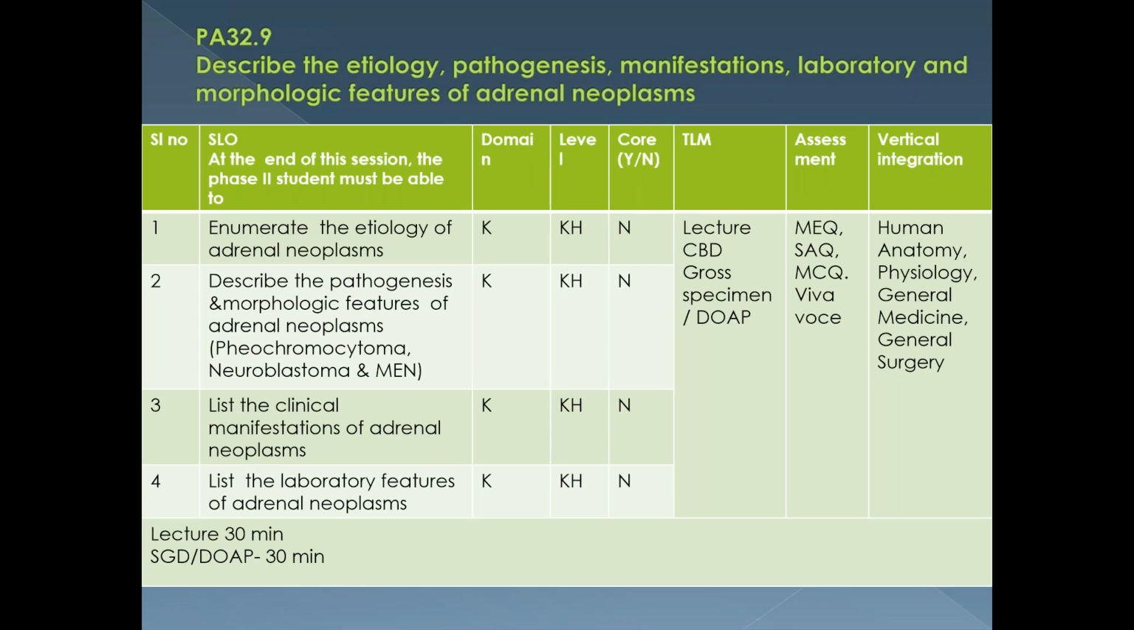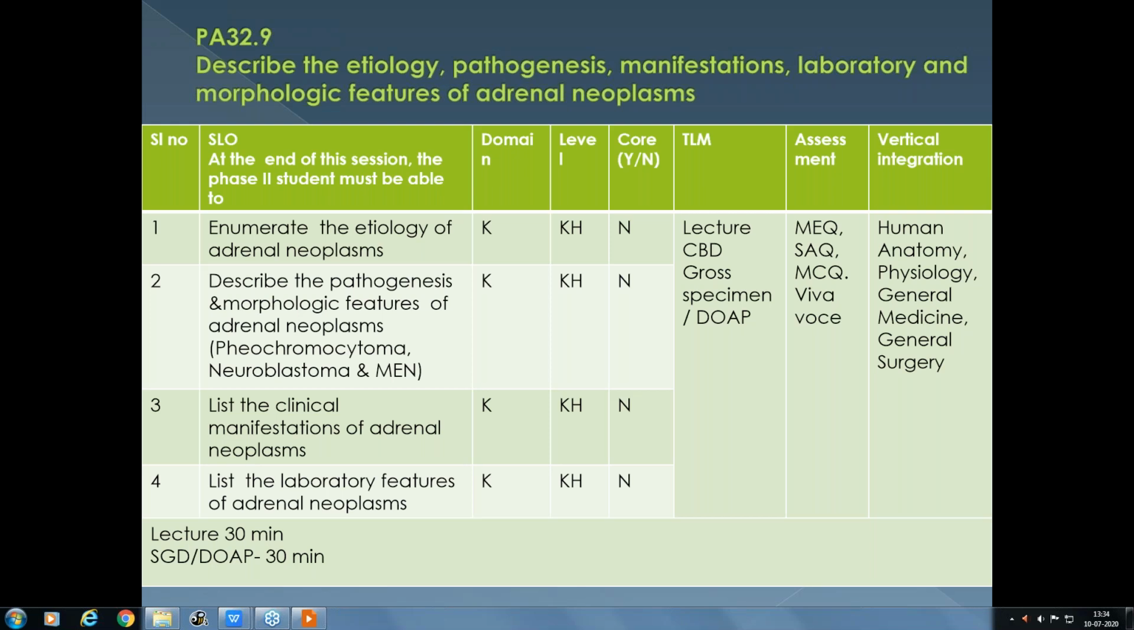The SLOs: the competency is to describe the etiology, pathogenesis, manifestations, lab and morphologic features of adrenal neoplasm. The SLOs derived are to enumerate the etiology of adrenal neoplasms, to describe the pathogenesis and morphologic features of adrenal neoplasms, specifically pheochromocytoma, neuroblastoma, and the multiple endocrine neoplasia syndrome, to list the clinical manifestations of adrenal neoplasms, and to list the lab features of adrenal neoplasms.